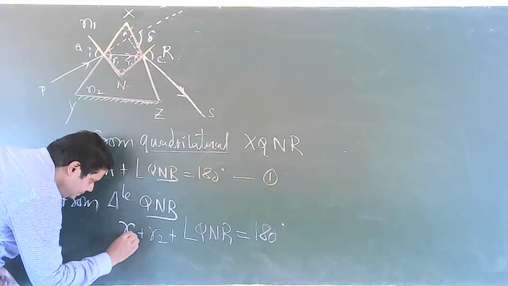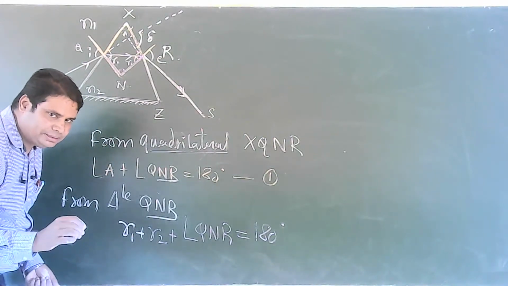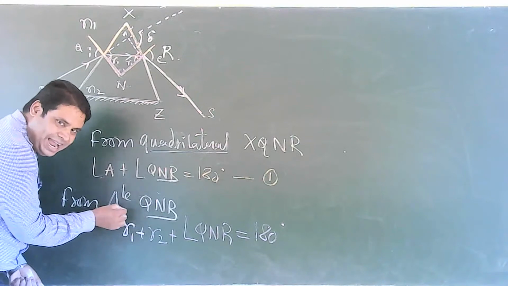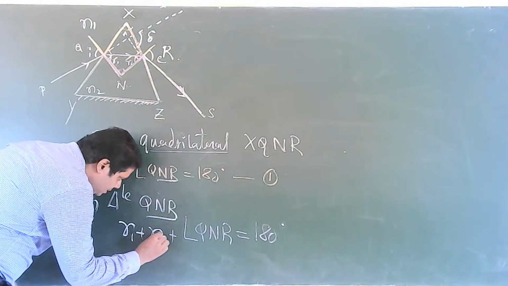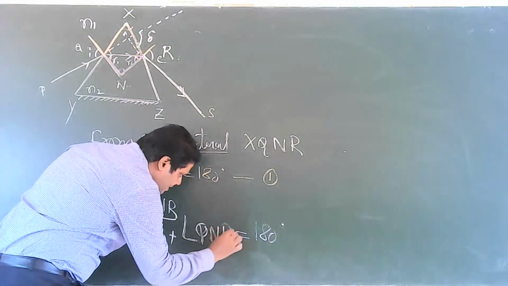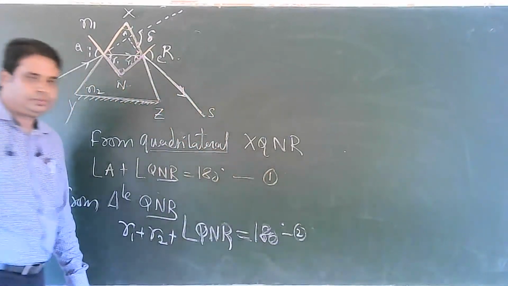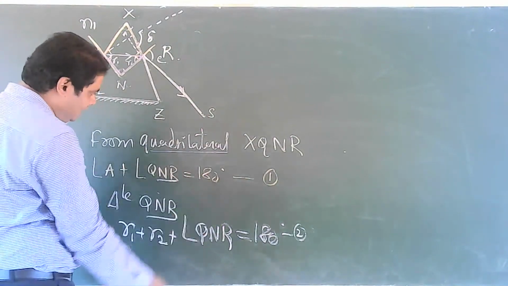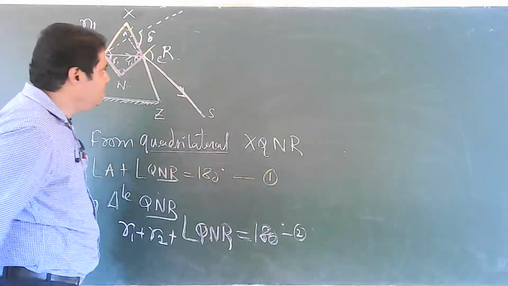Okay, please listen to my words carefully. In a triangle, R1 is the first angle, R2 is the second angle, plus angle QNR is the third angle, is equal to 180 degree. So equation 2. From equations 1 and 2, it is evident that the right hand side of both the equations are equal.